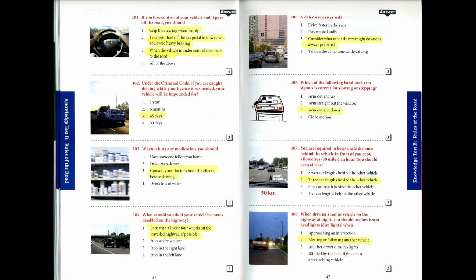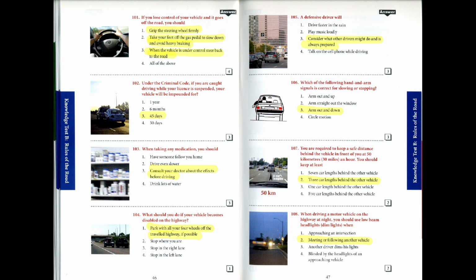Number 105. A defensive driver will consider what other drivers might do and is always prepared. Number 106. Which of the following hand and arm signals is correct for slowing or stopping? Arm out and down. Number 107. You are required to keep a safe distance behind the vehicle in front of you. At 50 km an hour, you should keep at least 3 car lengths behind the other vehicle.